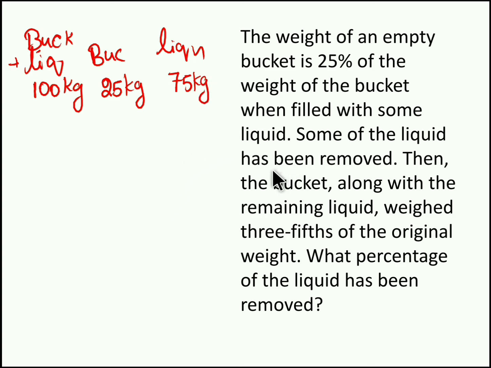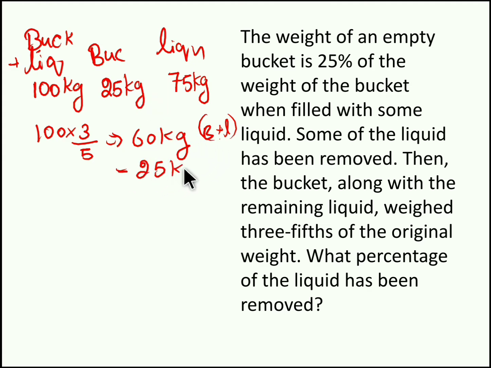Some of the liquid has been removed, then the bucket along with the remaining liquid weighs 3/5 of the original weight. Now you are removing some of the liquid from this bucket. Now it weighs only 3/5 of the original weight. So 3/5 of 100 kilogram is how much? 100 into 3/5 is nothing but 60 kilogram. So the 60 kilogram is nothing but bucket's weight plus liquid weight. Now you have to find the liquid weight alone. So liquid weight alone is 60 minus 25 kilogram. You get 35 kilogram.